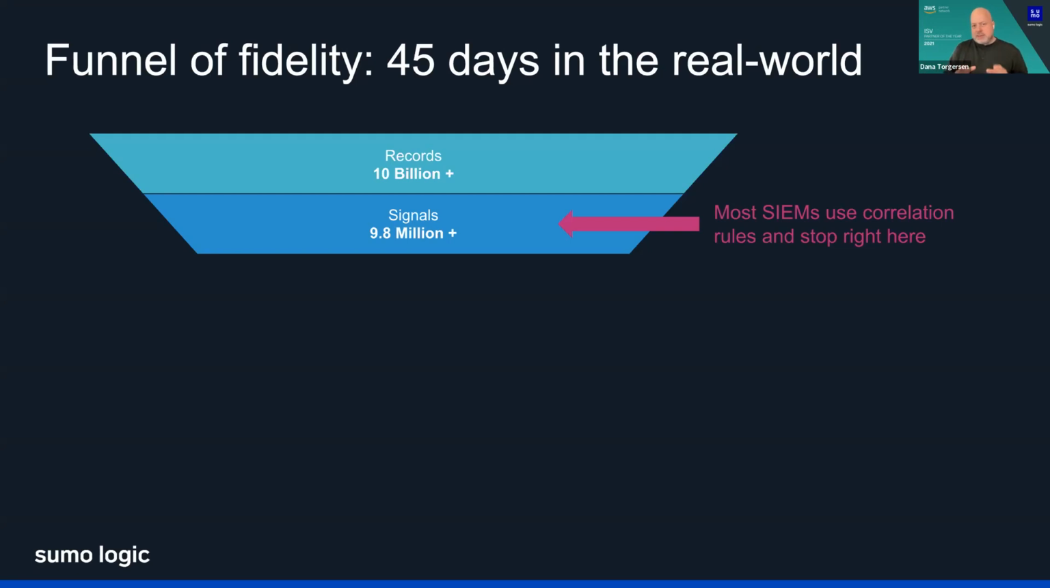Now, most traditional SIEMs use correlation rules to get to this point, while other solutions try to increase alert fidelity further, requiring substantial rule stacking and tuning, machine learning, and risk scoring. But in general, they stop right here because they do not capture unknown threat patterns.